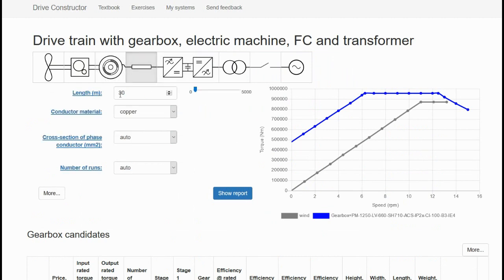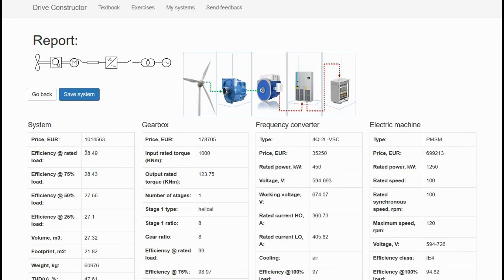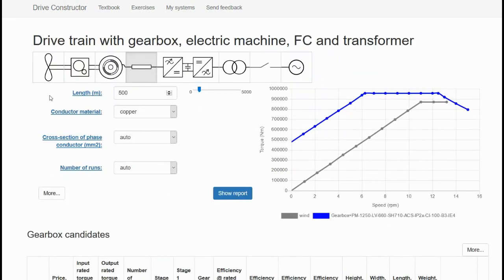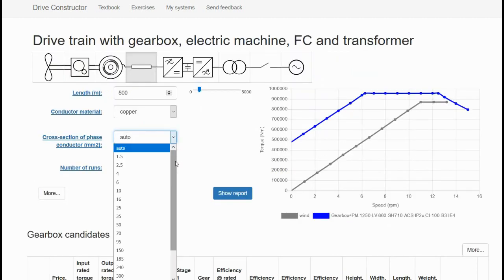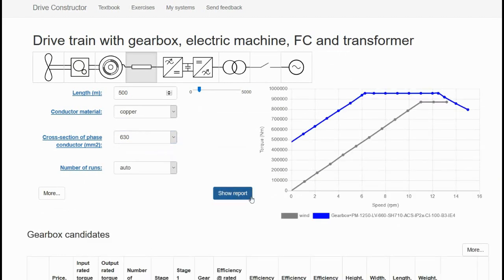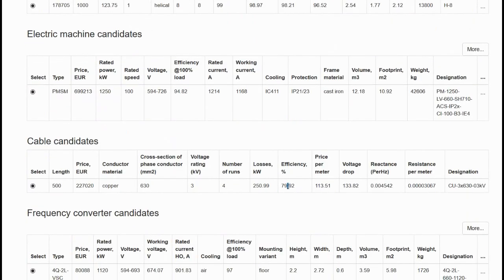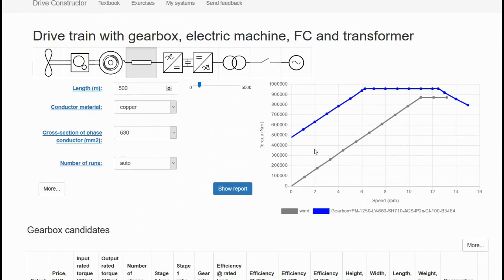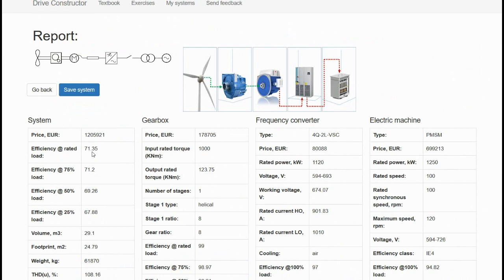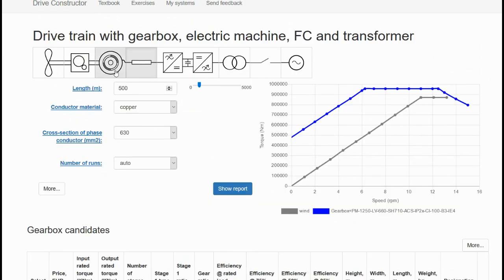Of course we shouldn't forget the cable. It is not as short as it was. It should be 500 meters for the river turbine, and then we see the efficiencies for the system are extremely low, and this must be because the cable is too thin, and we need to go and change the cross section and check what is the efficiency of the cable now. It is close to 80%, probably not as good as we wanted, so we can change it again.